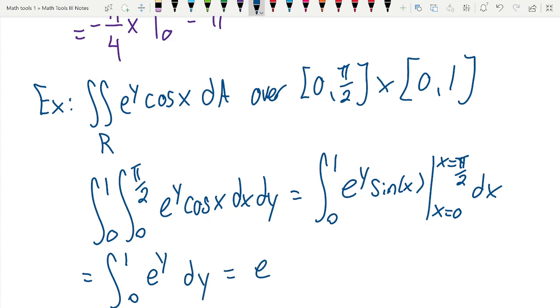So I guess this is just going to be e, e minus e to the 0, right? Because you plug in the bound, so it'll be e minus 1.